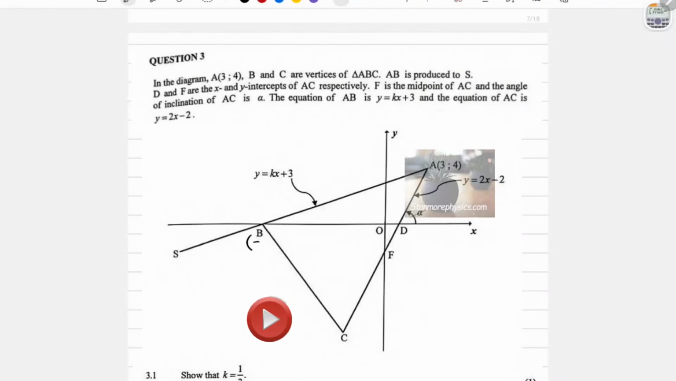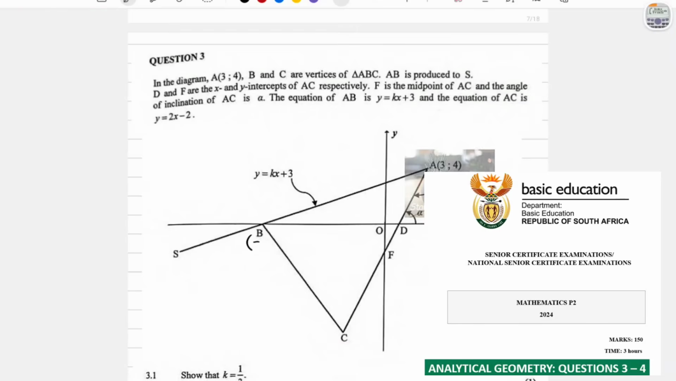So in this video we're going to be working on the analytical geometry part of the May to June 2024 grade 12 mathematics paper 2.